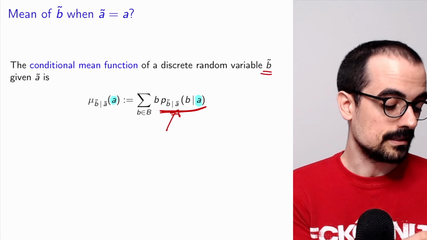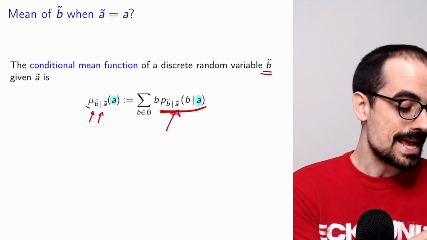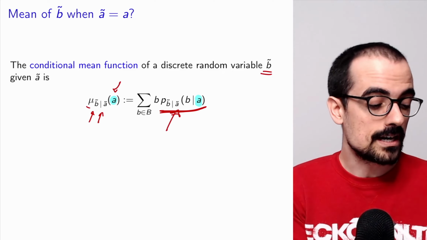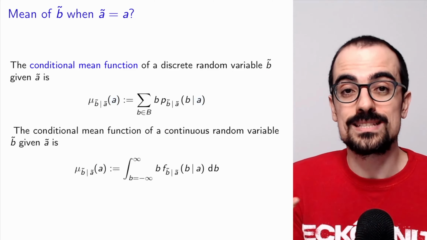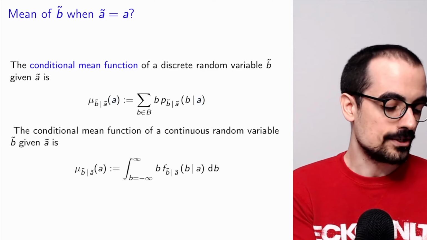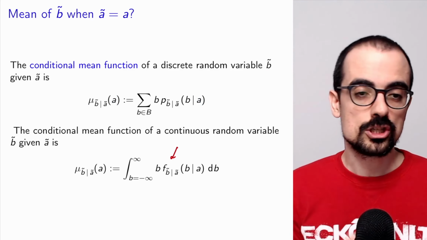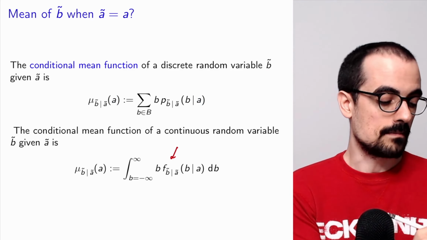So this is the mean of the random variable b given the random variable a, when the random variable a is fixed to have this value. So when that value changes, the mean is going to change. In the case of continuous random variables, we essentially use the same definition, except that, as usual, we replace the probability mass function by the probability density function and the sum by an integral.